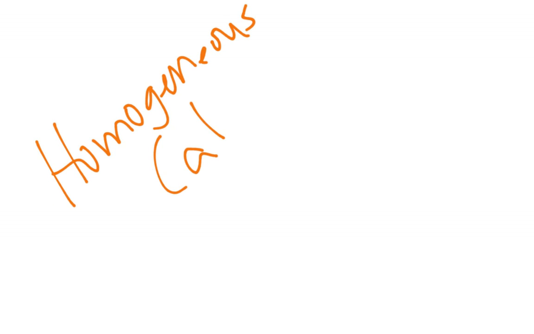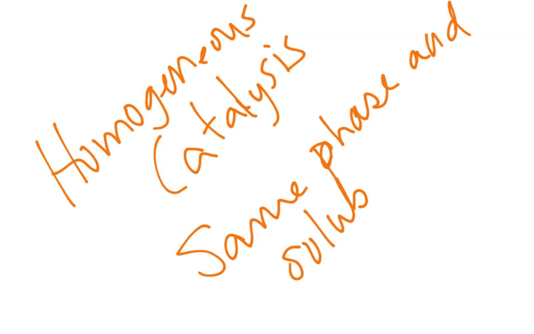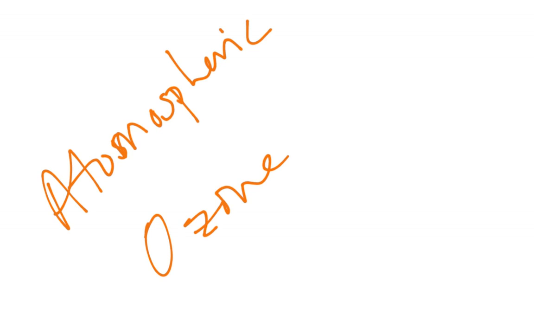The other type of catalyst is a homogeneous catalyst, and that's when they are the same phase and soluble together. The book gives a whole bunch of different atmospheric examples, so make sure you read over it, talking about the ozone and good things, bad things for the ozone, when we make it, when we don't, talking about acid rain, lots of examples.